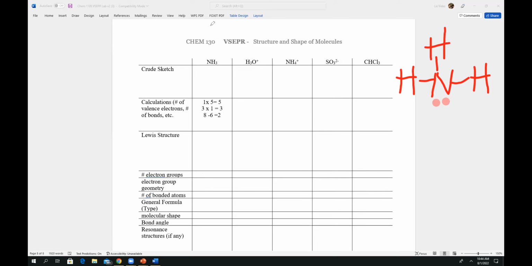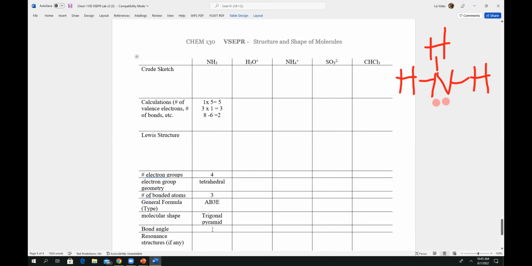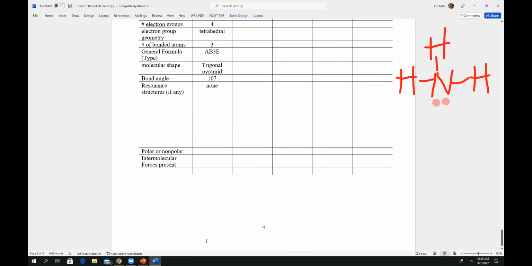How many electron groups do we actually have? Well, we have 4. What is the electron group geometry? It's tetrahedral. How many bonded atoms? 3. What is the general formula type? AB3E, right? Because we have 1 lone pair. What is the molecular shape? This is known as trigonal pyramid. Remember that? What is the bond angle? 107. All of that is in that table that I showed you. Do we have any resonance? No, because we have no double bonds. Is it polar? The answer is yes, it's polar.